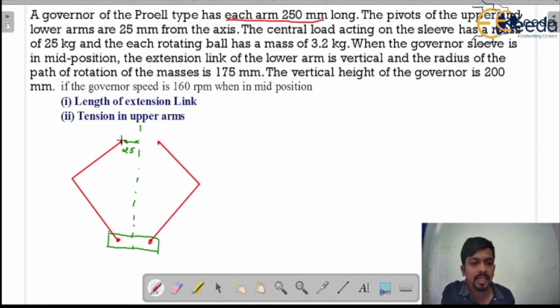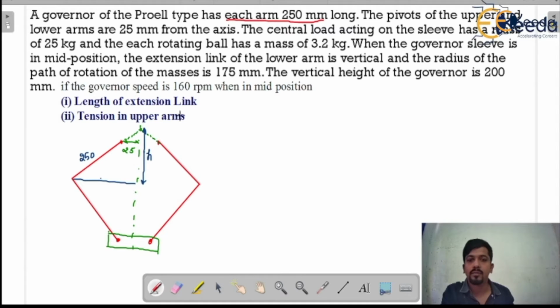Now see here, this is the pivot point, but we are measuring the height of the governor from the point of intersection, so we can extend it up to the axis of the governor, and the height of the governor would be measured from this. Okay, this is the radius of the governor, and this is the height of the governor denoted as h, and this is r. Okay, now in the question it is given that this is 250 mm long.